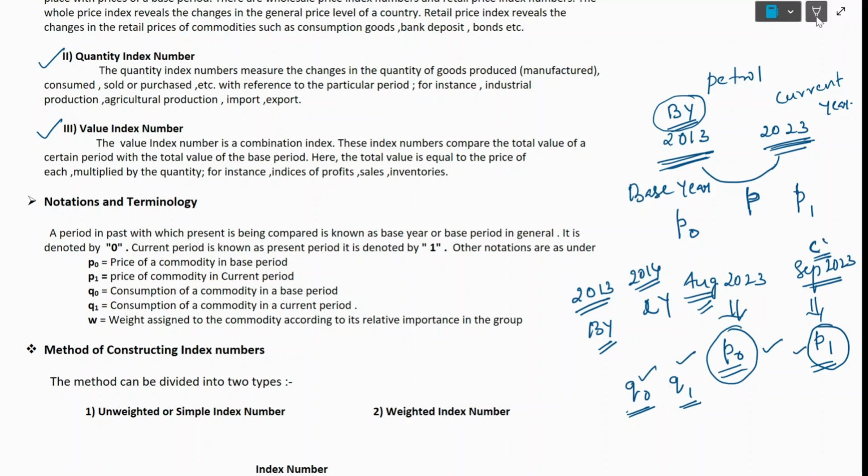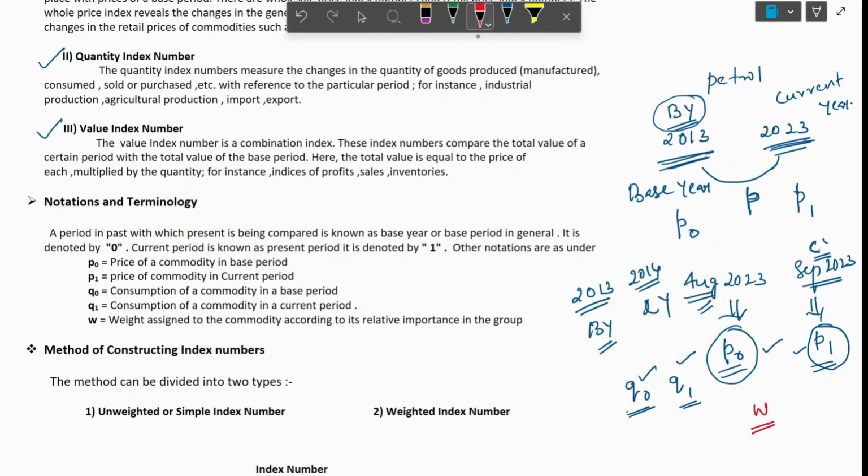Now, one more letter that we are using is W. W here is weightage. That means we are giving weightage to the important commodity. Therefore, how much importance or priority we are giving to a commodity is represented by W. So, five notations we are going to use throughout this topic: P0, P1, Q0, Q1 and W. These are the notations related to the base period and current period.